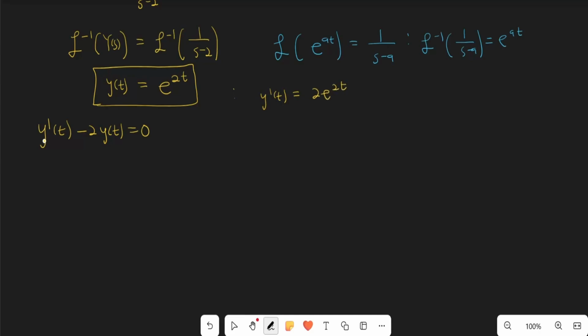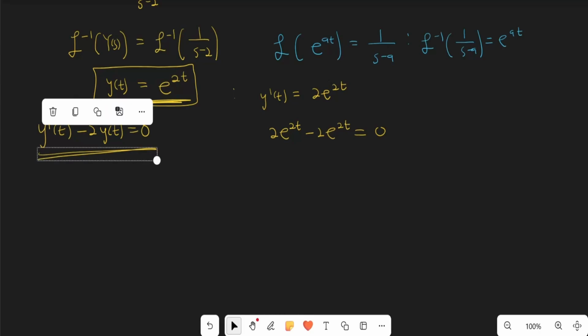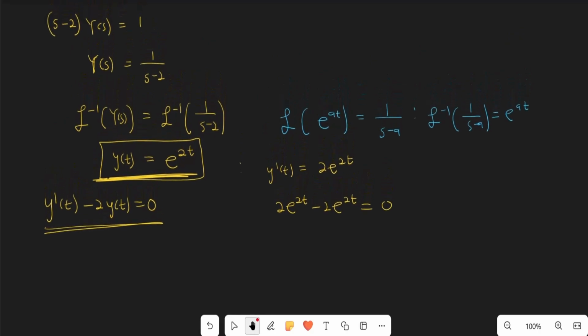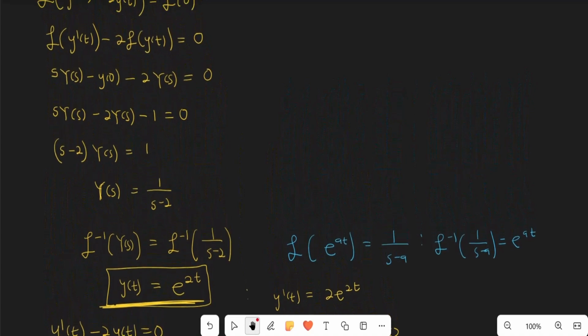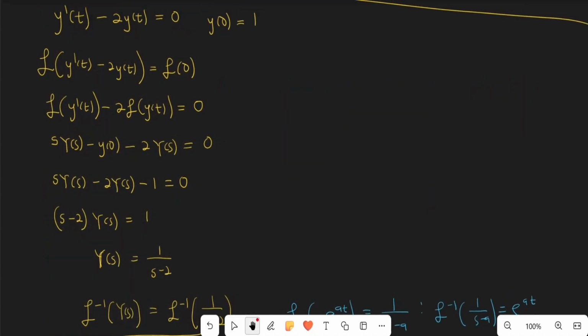Right, so for the differential equation, if you now plug everything in, will it be equal to 0 on the right hand side? So y prime of t is 2e to the 2t minus 2 times y of t, and y of t is e to the 2t. So 2e to the 2t minus 2e to the 2t, and you see that is indeed equal to 0, which is equal to what we have on the right hand side. So this is the answer to the differential equation, and that is solved using just Laplace transforms. This is just a very simple example of a differential equation that can be solved using Laplace transforms.